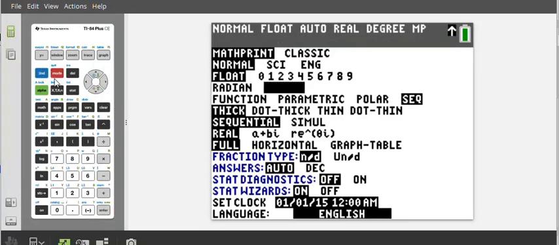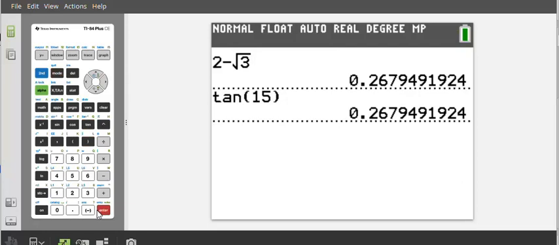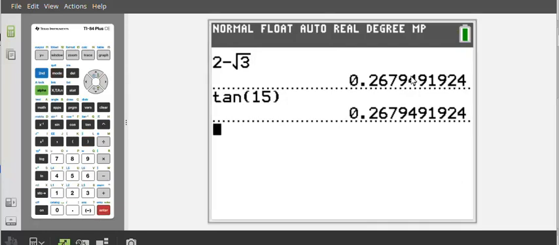And then I can punch in the tangent of 15 degrees. And yes, it is right. I was going to be very upset if that was not right. All right, let's try one more.